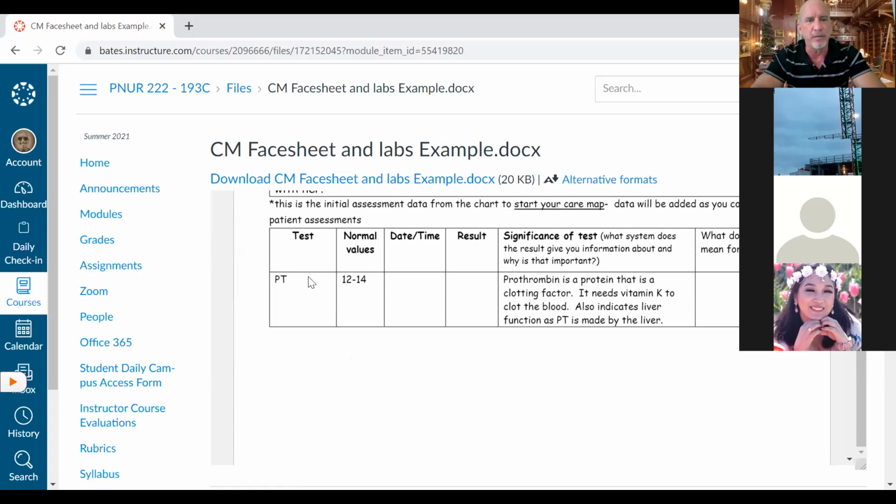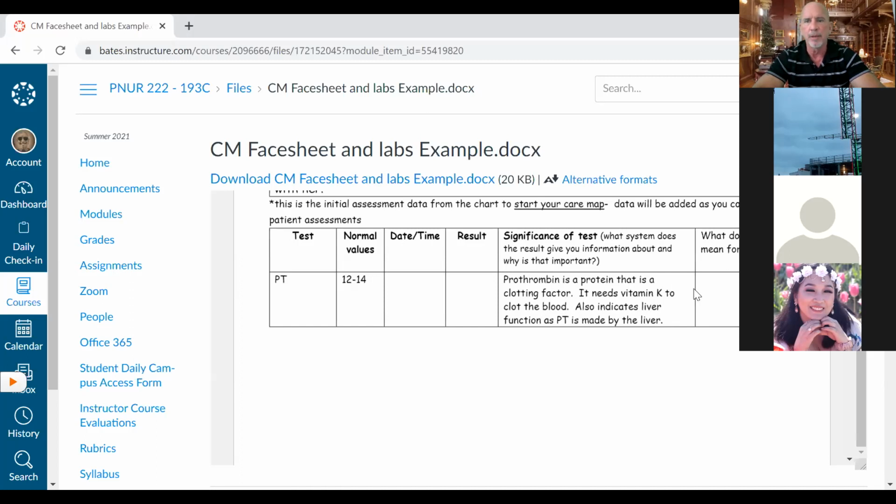So I did PT for you, prothrombin time. Now, the normal value of prothrombin time is 12 to 14. The patient had a test done, say, on 6/18, and the result of that prothrombin time was 18. Over here, significance of the test, you can fill that out ahead of time if you wish. And I'd probably recommend that you do that so that it's already filled out and you don't have to worry about it. And then over here, let's say their PT value was 10.